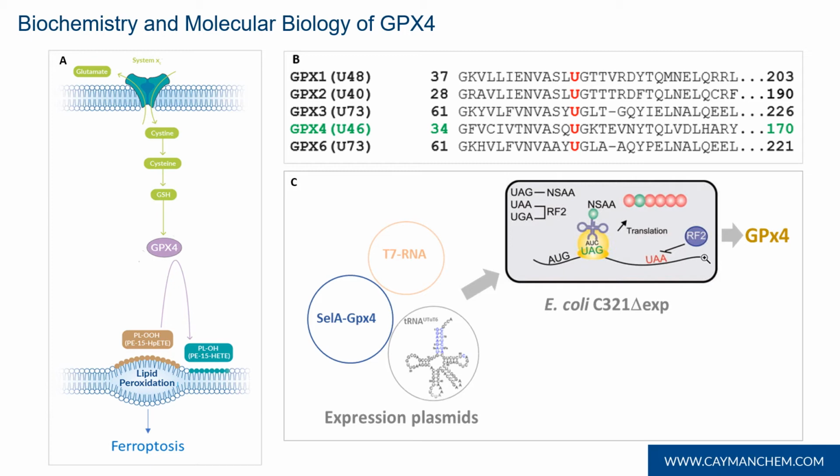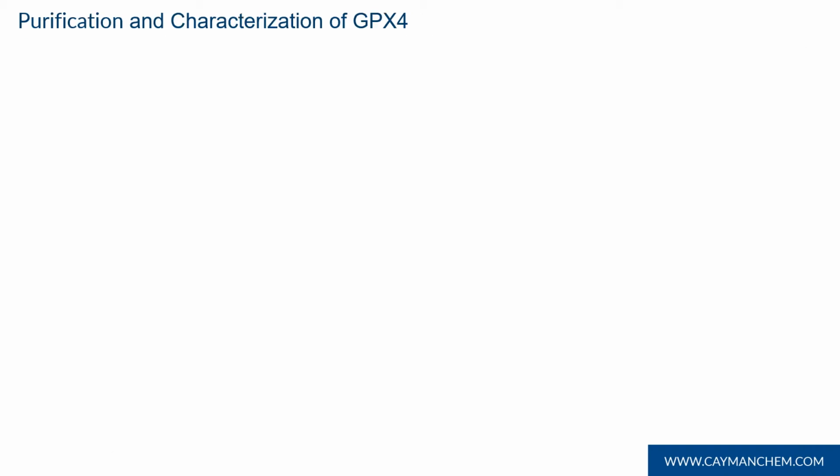Since the heterologous expression of Sec-incorporated GPX4 in E. coli is challenging, we use an engineered E. coli host, C321 delta A, expressing three extraneous plasmids: T7 RNA polymerase, engineered tRNA and SelA, and the GPX4 construct combination. We obtain soluble GPX4 this way. With our in-house engineered expression system, soluble protein was purified.